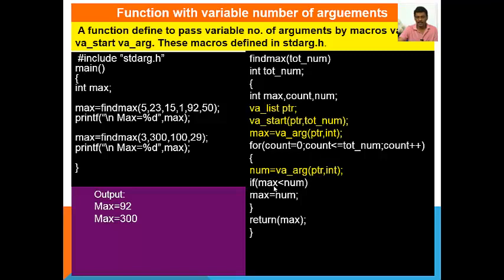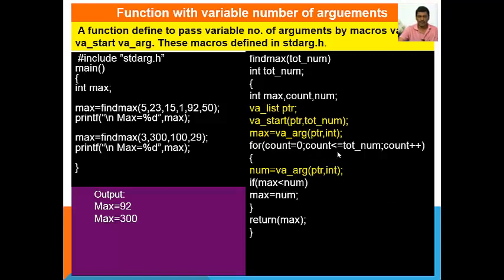So if the condition is true, num is assigned to max. What is the value of num? 92. What is the value of max? 23. So the 92 is assigned to max; the 23 is replaced by 92. Now the value of max is 92. The loop continues. Then it accesses the next value of that sequence, 50. That 50 is assigned to num. Max is 92. 92 less than 50, condition false. It continues the loop.